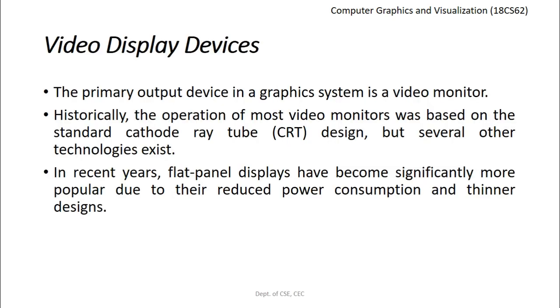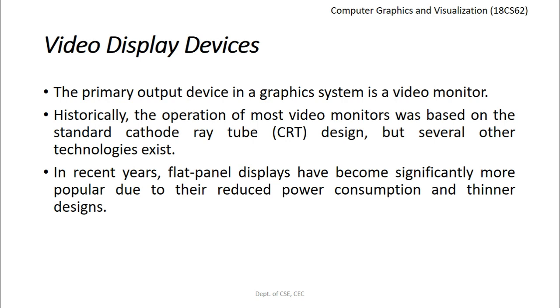The primary output device in a graphic system is a video monitor. Historically, the operation of most video monitors was based on the standard cathode ray tube, or the CRT, by design, but several other technologies do exist now. In recent years, flat panel displays have become significantly more popular due to their reduced power consumption and thinner designs. Compared to the earlier CRT display devices, flat panel displays offer the benefit of lesser power consumption, and they also consume very little space compared to the earlier CRT monitors.